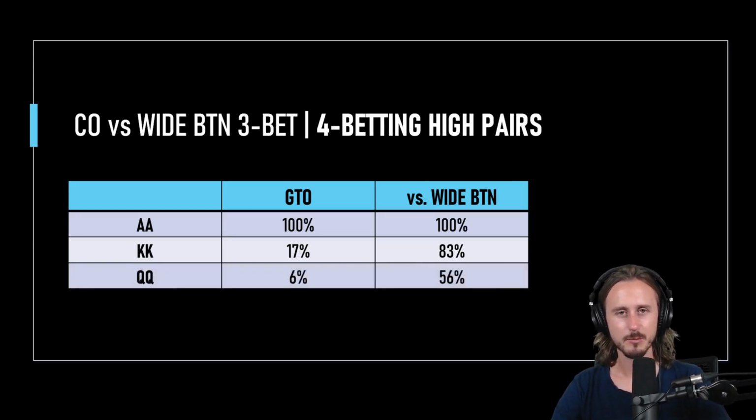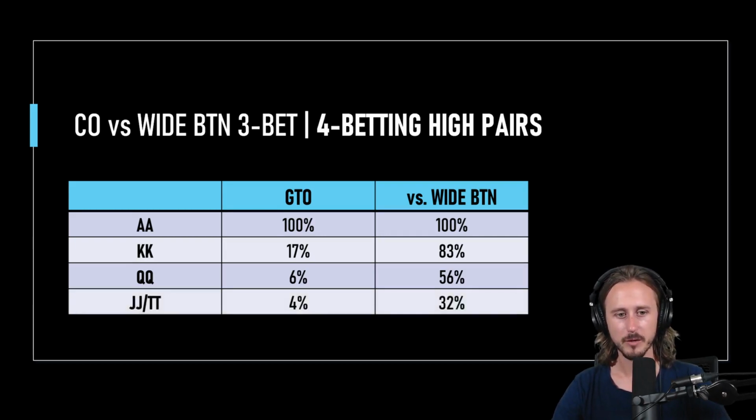Queens, 6% in the GTO setting here, but 56% in a setting where the button is 3-betting 20% of the time. If you look at jacks and 10s, 4% in a GTO setting, but 32% in a setting against a wide, aggressive button player.